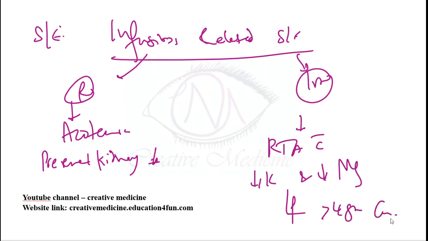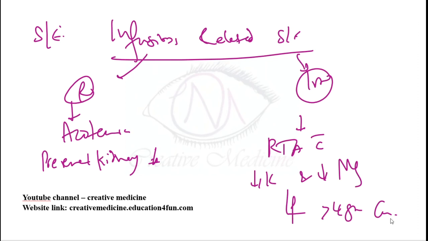So infusion related side effects can be of two types. One, reversible, second, irreversible. In reversible side effects, we have azotemia and pre-renal kidney failure, and in irreversible side effects, we have renal tubular acidosis with hypokalemia and hypomagnesemia if more than 4 grams of cumulative dose is given.